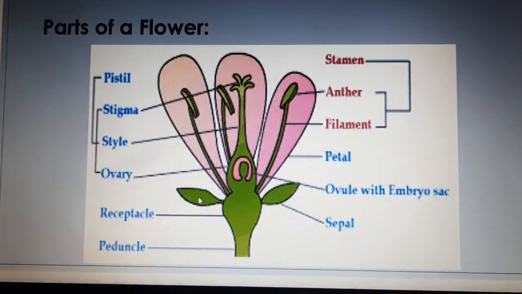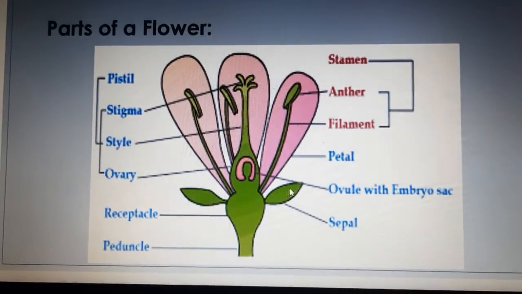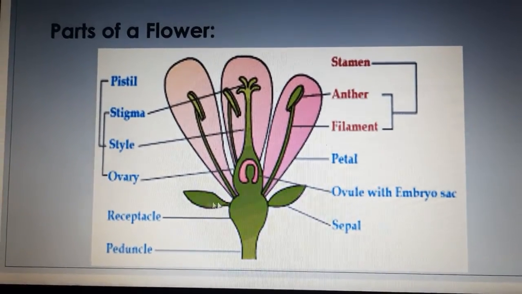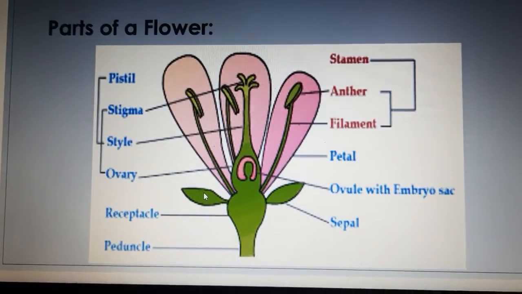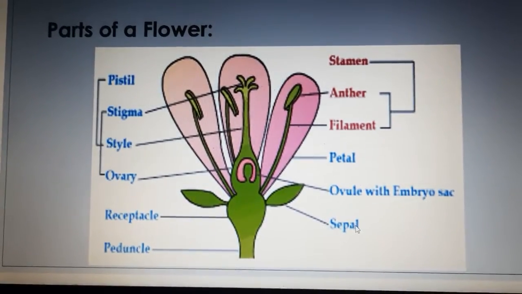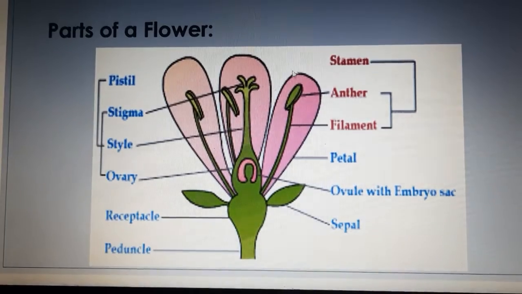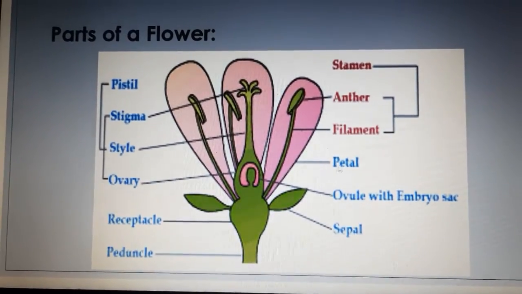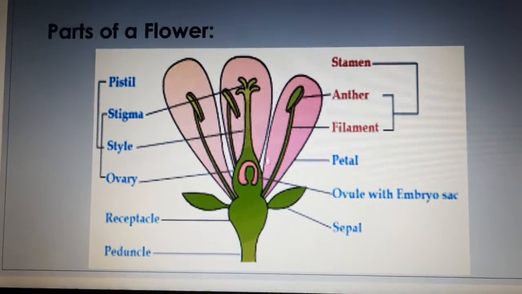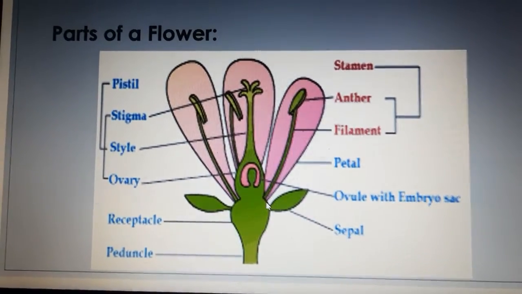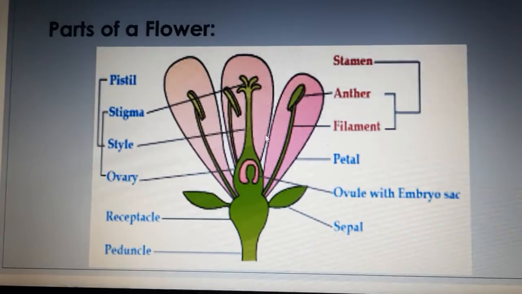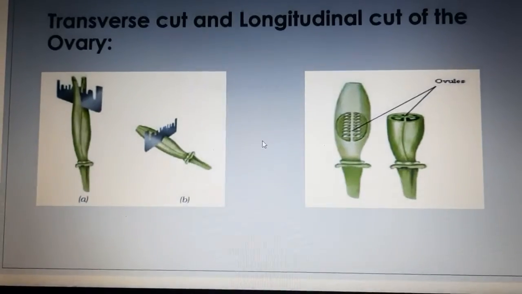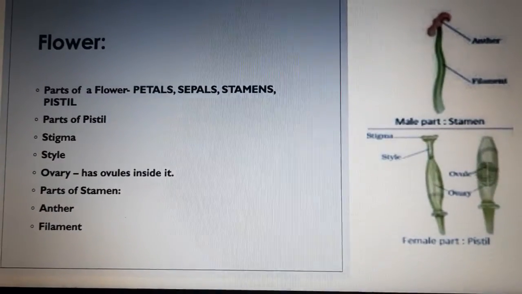Here you can see the green small leaves which we see around the bottom of the flower. These are called the sepals, and these colorful things are called the petals. These are very attractive, so these petals attract the insects towards it, and also the sweet smell of some flowers also attracts the insects towards it.